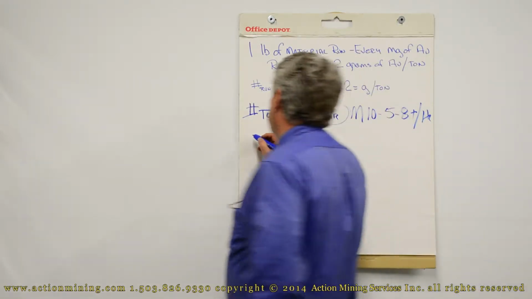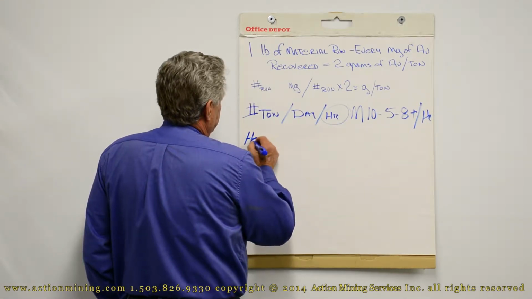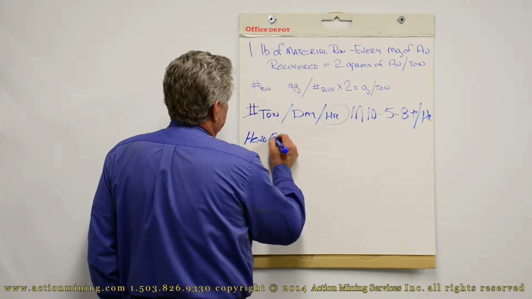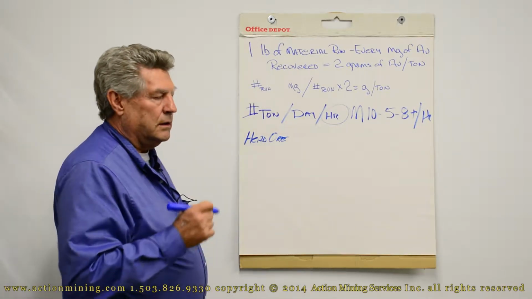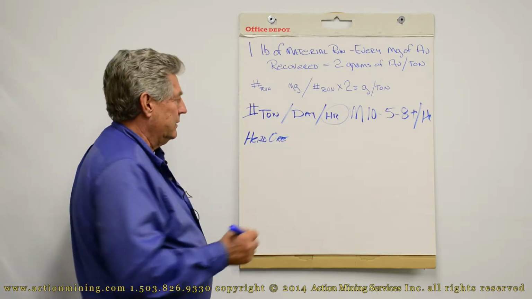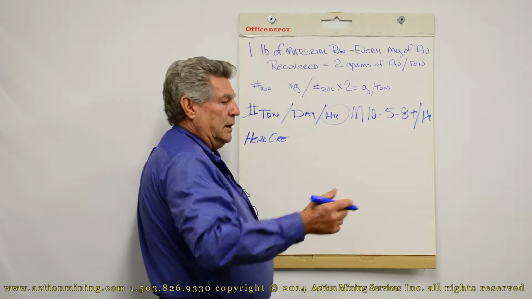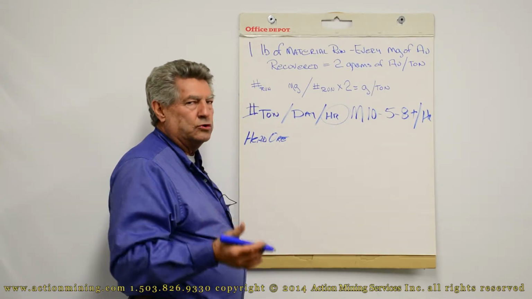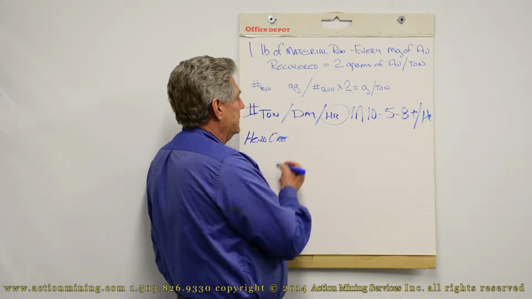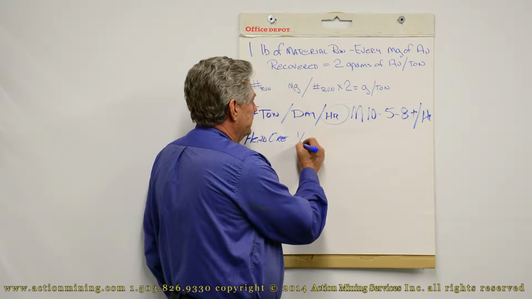So this is your head ore. So we want to know how much you're going to run. Now, you've been testing with the M7 and you've found out how much gold you have per ton of that material. Let's say you're running 1/4 ounce material.